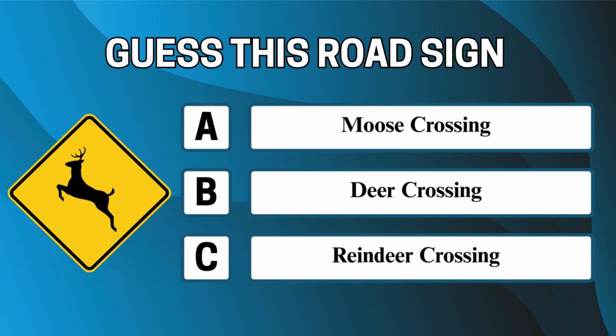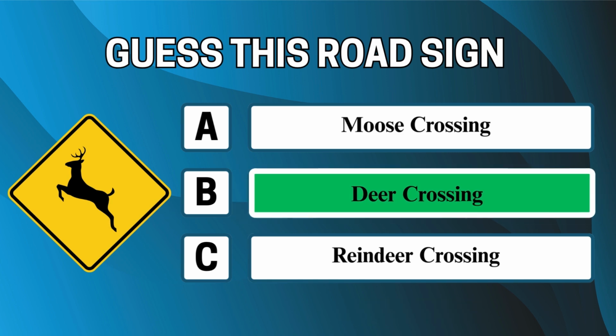Guess this road sign. A. Moose crossing. B. Deer crossing. C. Reindeer crossing. Exactly, it is the deer crossing sign.